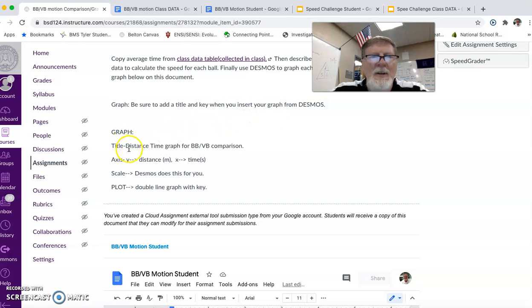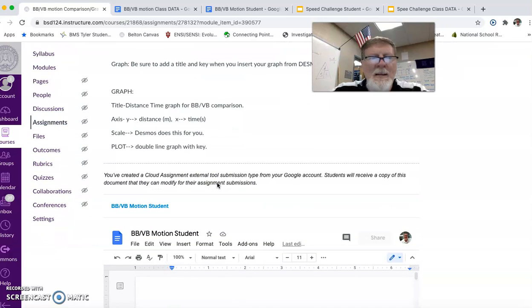Don't forget, the title should be distance time graph for the basketball volleyball comparison. Your y and x axis labels with units. Desmos does the scale for you, so that part is probably not going to be an issue. But make sure that you do have a double line graph with a key before you submit.